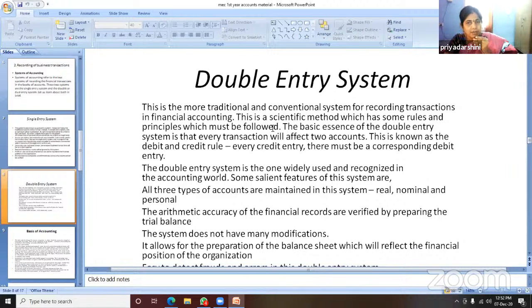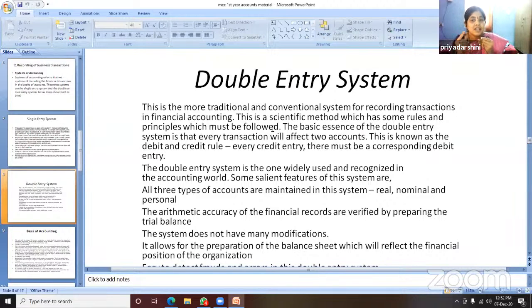This is a scientific method because we are following all the systematic procedures and all the systematic principles under this system. The basic essence of the double entry system is that every transaction will have two effects. This is known as debit and credit rule. Under GAAP, generally accepted accounting principles, under concepts, we learn the dual aspect concept. Dual aspect concept says that every transaction will have two effects.